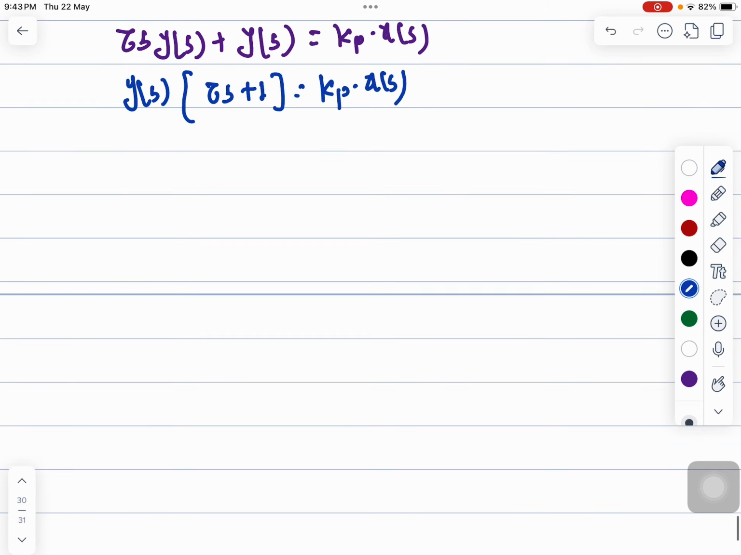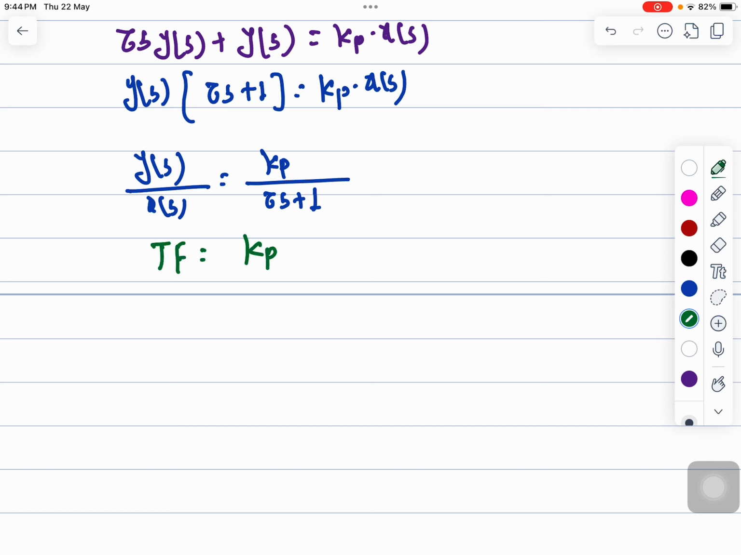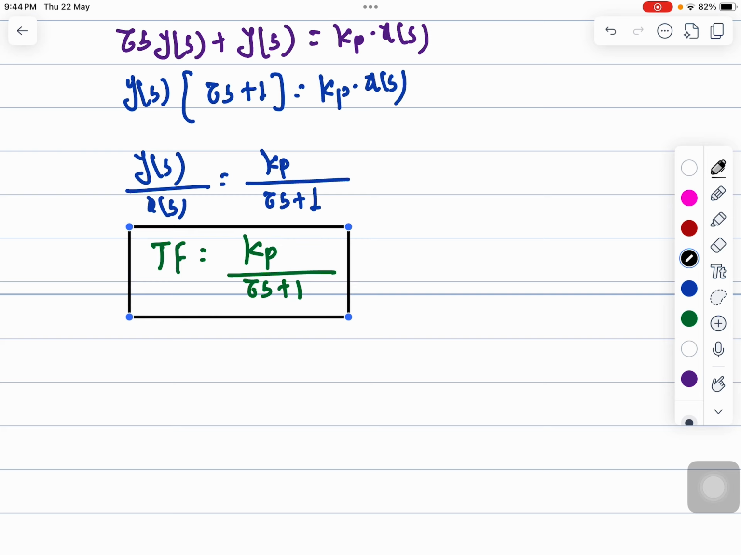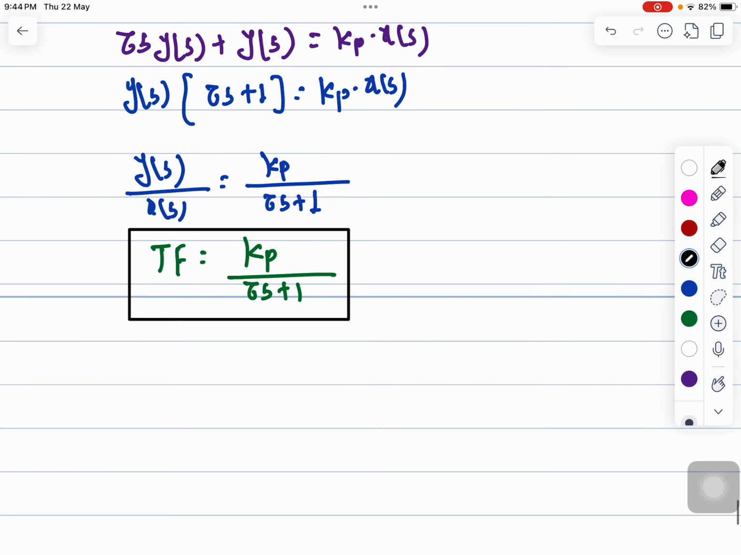If I want to write in terms of Y(s) divided by X(s), that means output response by input response, that can be written as kp divided by (tau s plus 1). So what you have seen, this is output by input, so that is the transfer function for the first order process, kp upon tau s plus 1. Now you would have understood why the transfer function of first order is kp upon tau s plus 1, where the denominator is first order in s.